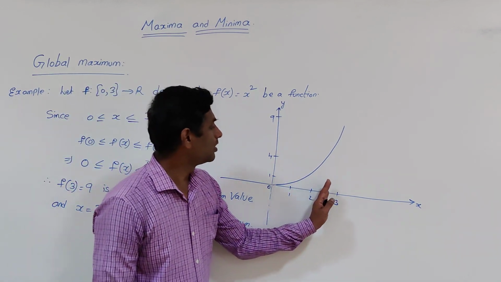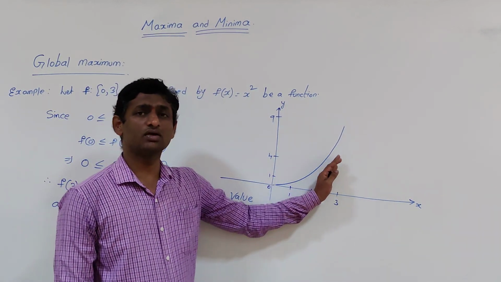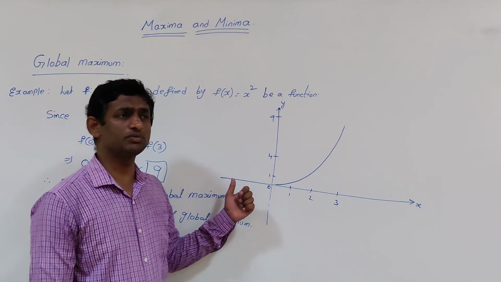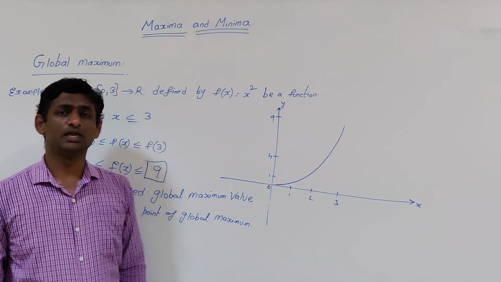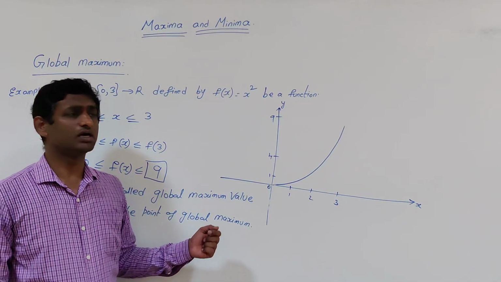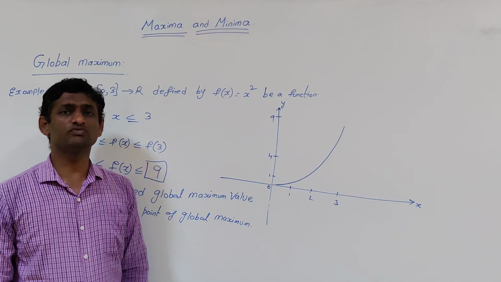So all the values will be less than or equal to 9. So this is about global maximum. Next we'll go for the global minimum value. What will be the global minimum?